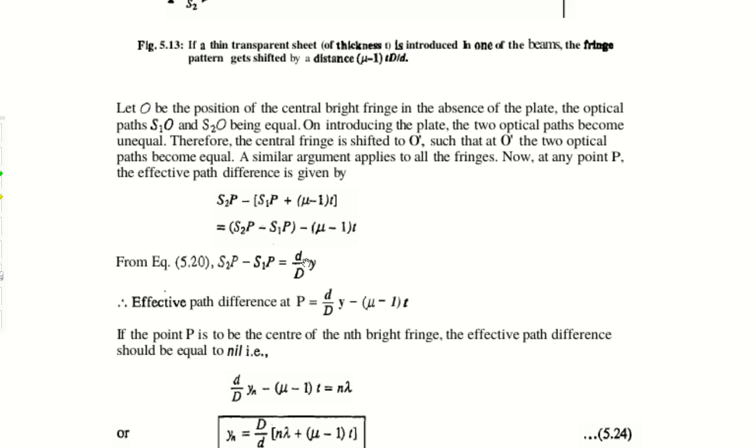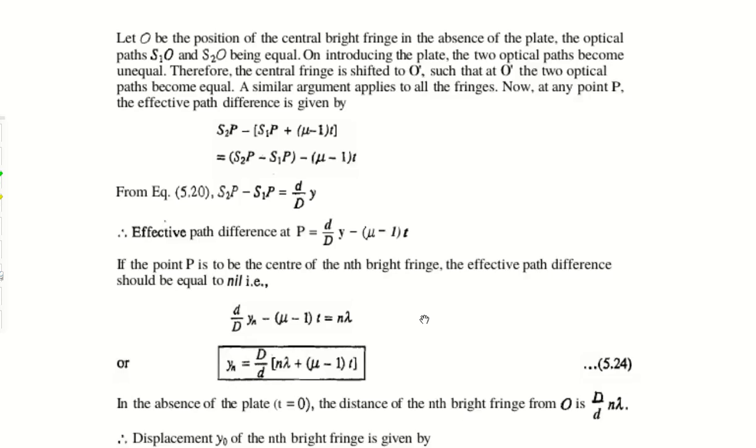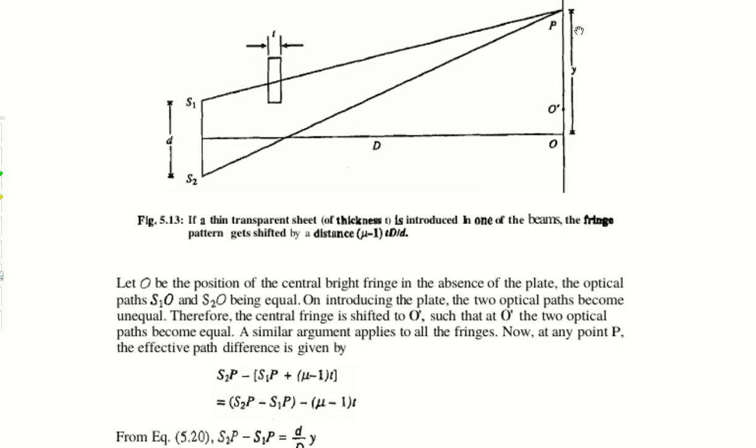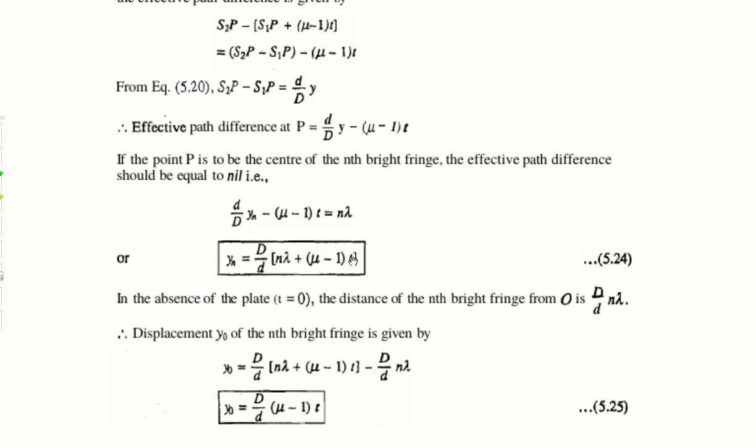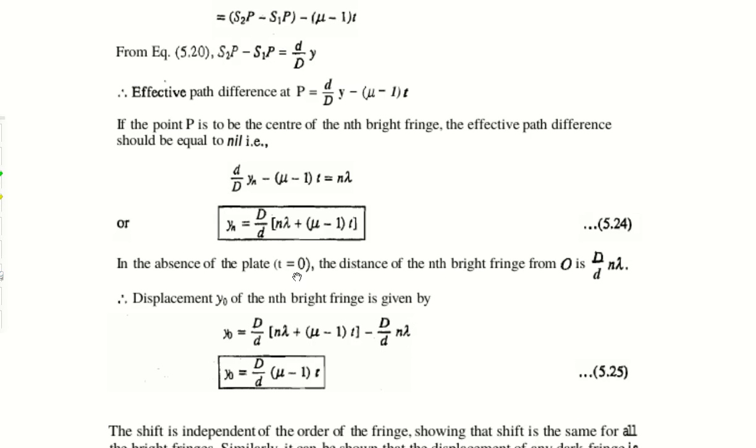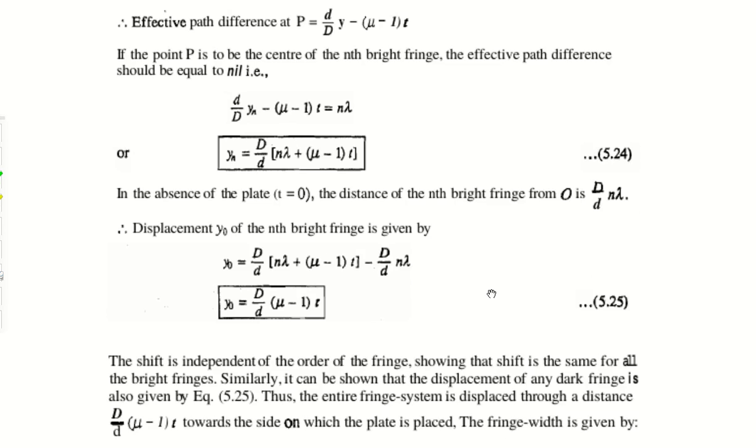In place of S2P minus S1P, let us put yd by capital D here. So the total path difference is this. If at point P constructive interference happens, this path difference will be n lambda. Then you put this, and y can be reduced; y is equal to this formula. So in the absence of the sheet, small t is equal to 0, you will get the previous formula.